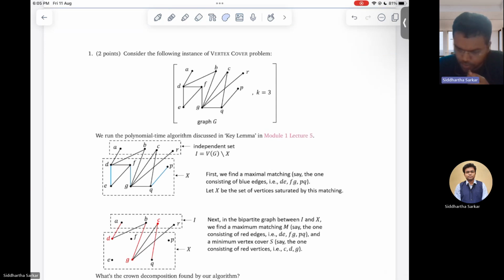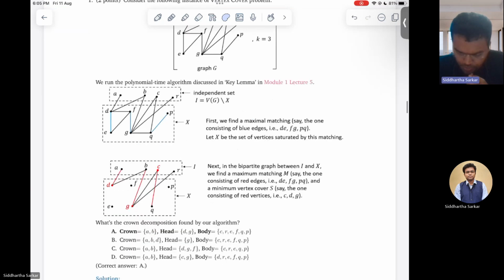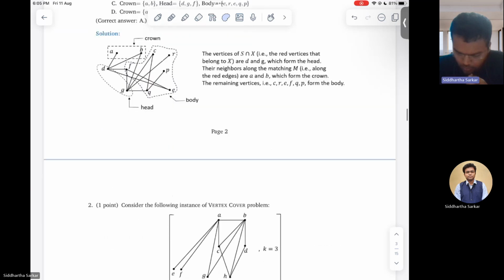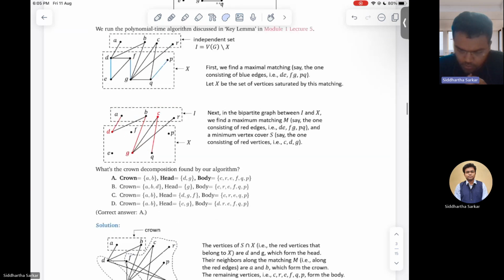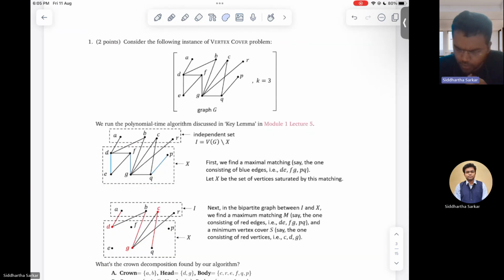So this was the first question of assignment 1, and this was a question that was reasonably difficult, and we did not discuss this question before. So let's quickly look at it. Right. So you have been given a graph G and a parameter K, and as usual, we are asking the question whether this graph contains a vertex cover of size at most K.